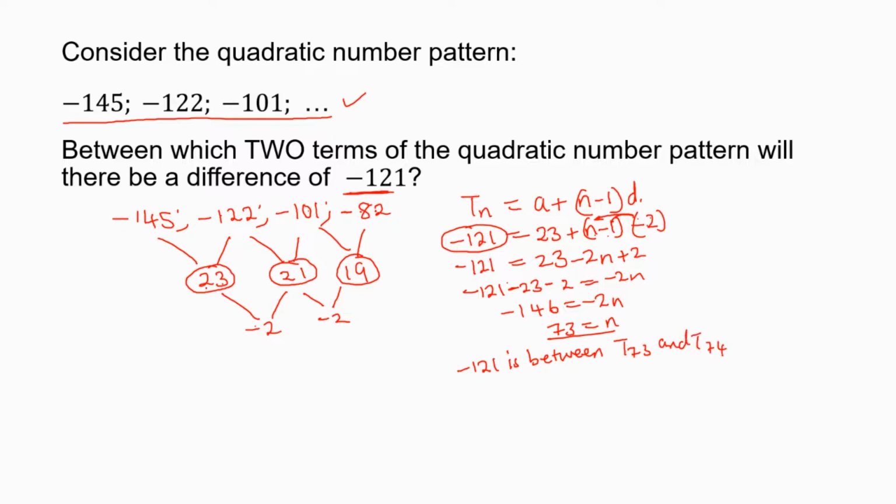Like here, the first term of the first differences, the 23, is between term 1 and term 2. The second term of the first difference is between term 2 and term 3. The third term of the first difference is between term 3 and term 4. The 10th term of the first difference is going to be between term 10 and term 11. You see the pattern there. So it means term number 73 of the first difference is going to be between term 73 and term 74. That's what you're supposed to do there. Okay, we're going to meet when we do question 3.4.